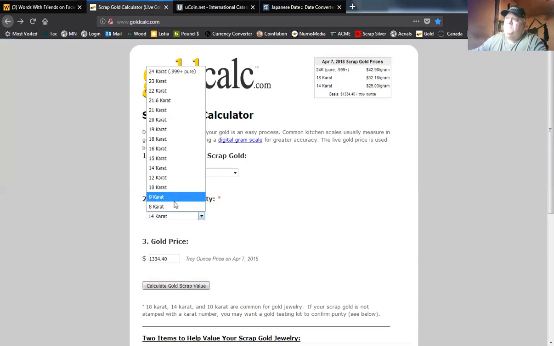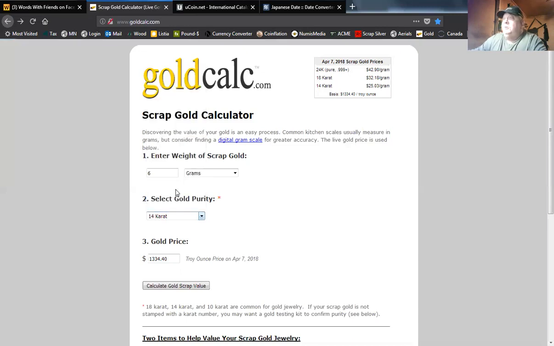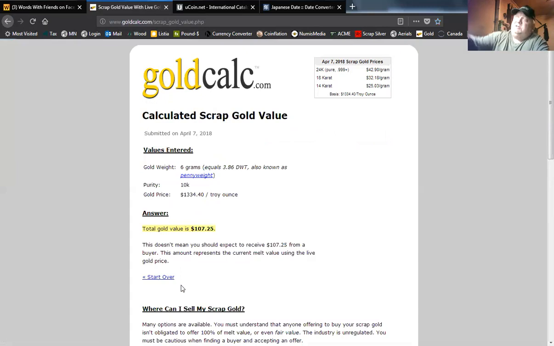Now I've seen 9 karat before, I've never seen as low as 8 karat. But 10 karat being the lowest, whether it's white or gold color, this is going to be a little lower than 14 karat. It's a $50 difference of purity. And that's about what a class ring weighs, give or take, 6 grams.